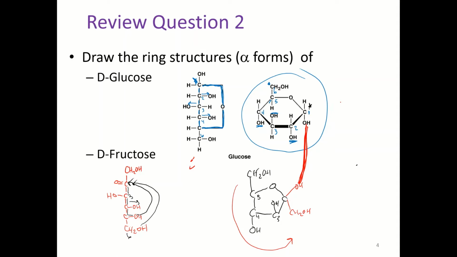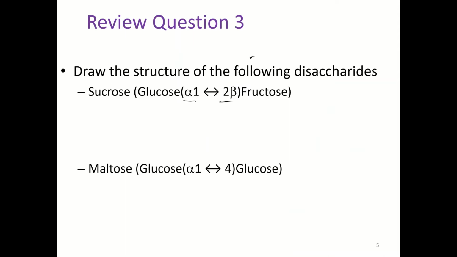So what does that mean? Well, that means our CH2OH group, when we rotate that, it's pointing down now, but it's going to be pointing up. And this CH2OH group that was pointing up when we rotated 180 degrees will be pointing down on this far side of the disaccharide. Okay, so let's try to draw this, and I'll change the color to black.